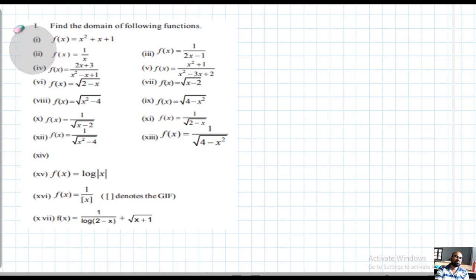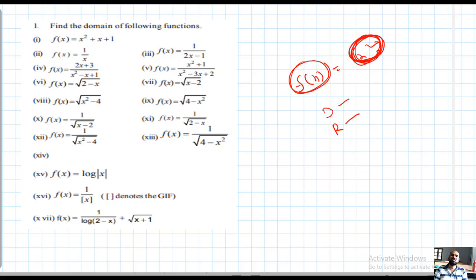Before that, I want to solve some simple problems. First problem: find the domain of the following functions. I clearly explained the meaning of the domain of a function. See here, f of x is a function, for example, x square or something. I explained what the domain is and what the range is. For what values of x is f of x a real number? Because our functions are all real functions. Such x values are called its domain.